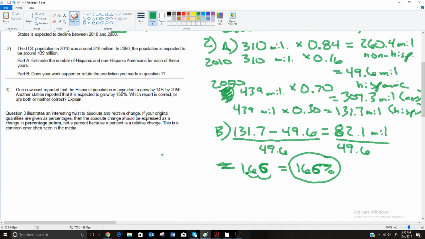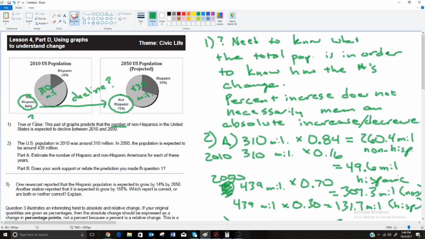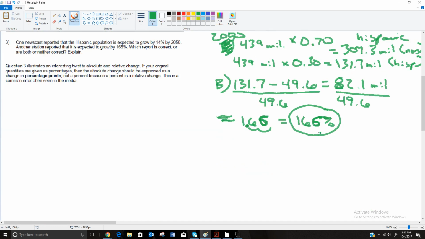So there's a couple different things. You could say the population is going to grow by 82.1 million, you could say it's going to change by 166%, or you can say the total proportion of the population is going to increase by 14%. You just need to say that that's the total proportion of the population that's going to increase, not say the population itself is going to increase, because the population itself is increasing by 166%.